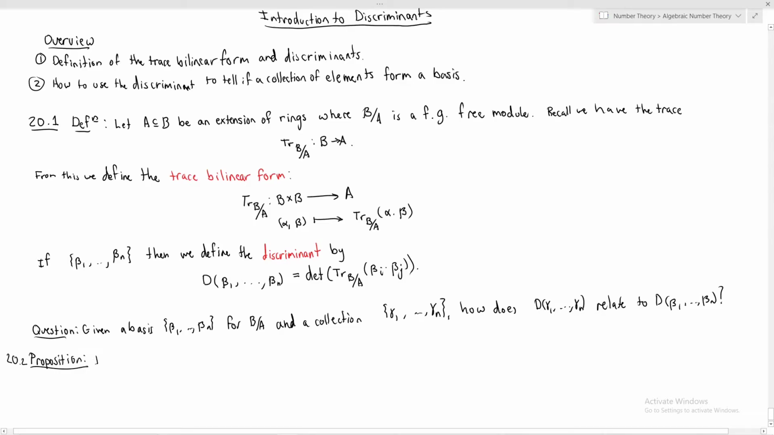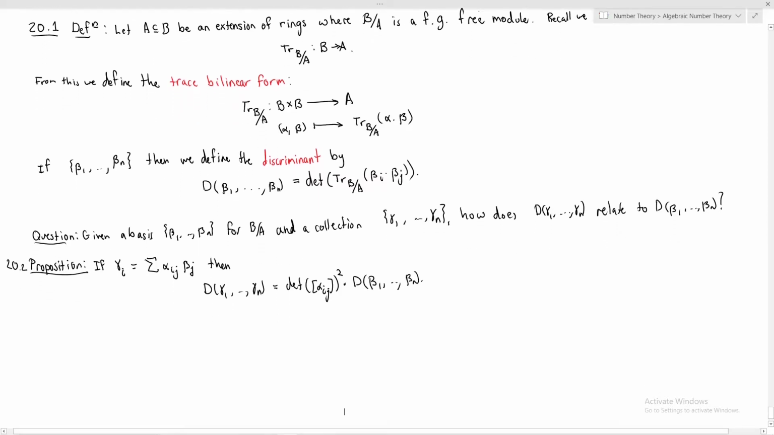Let's say gamma i. So if we write down the change of basis matrix from the betas to the gammas, and this matrix has entry alpha ij, so that gamma i equals this, then the claim is that the discriminant of the gammas, gamma sub n, is the determinant of this matrix of alpha ij's, the change of basis matrix, squared, times the discriminant of the beta sub n's. Okay.